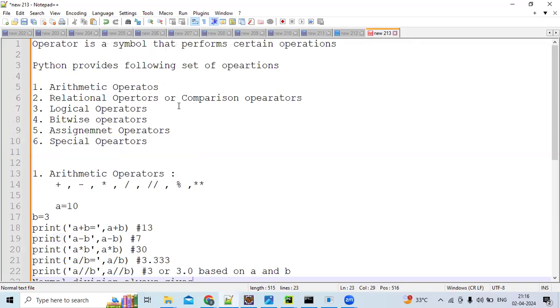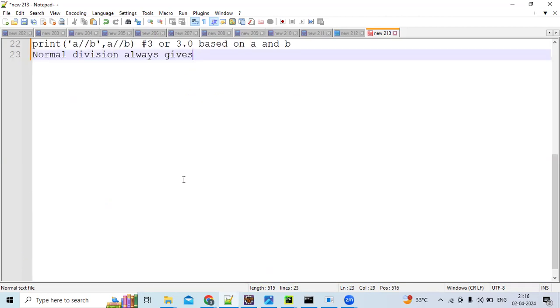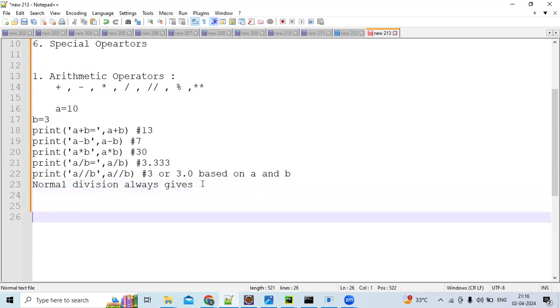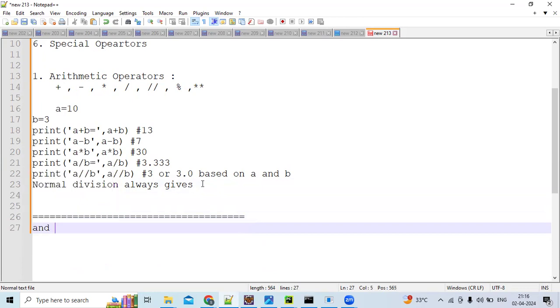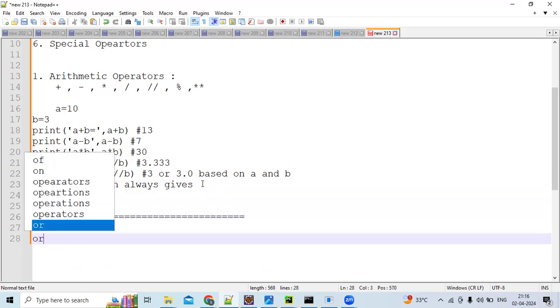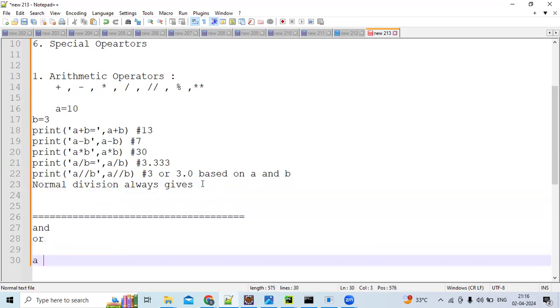Next, the logical operators we have seen, what is and and what is or. So and means, suppose x and y, if x is false, the answer is false, else it is true. Am I correct, guys? Or means if x is true, answer is true, else it is y. Am I correct? See, suppose if we come to this and and or, guys, x, suppose x and y.